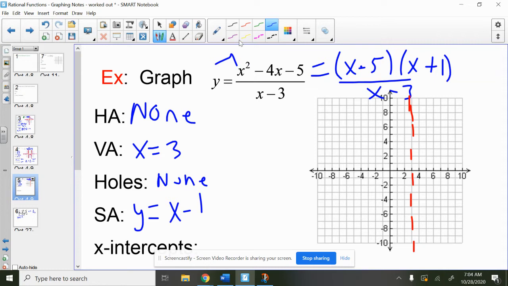In this case, that's a slope of 1 and a y-intercept of -1. Then I'm just going to go up 1, right 1, up 1, right 1, up 1, right 1. And I could also go down 1, left 1, down 1, left 1.